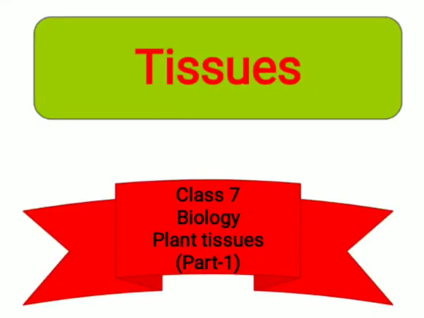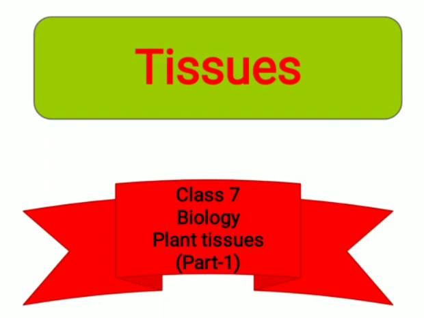Hello students. So today we are going to study the first chapter of class 7 biology, tissues. This chapter is divided into two parts, plant tissue and animal tissue. So we will start with the plant tissues first. Let's start.